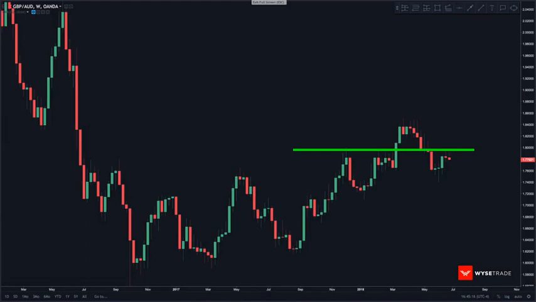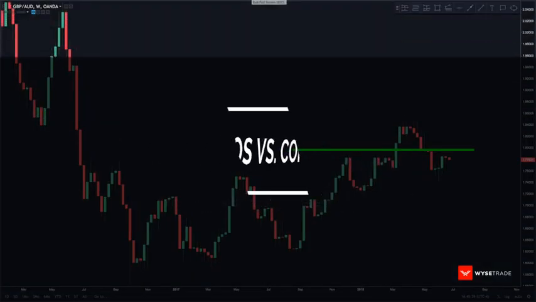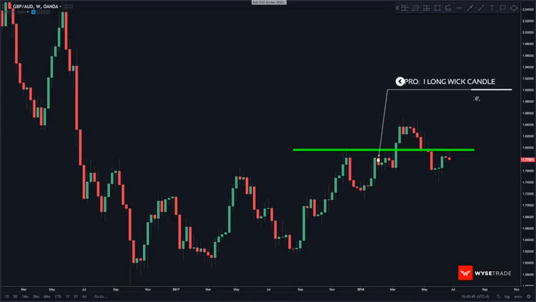Here's the pound Aussie. So you notice price come up, hit, and then change directions, making this a level of resistance. Now, as price comes up again, you notice this long wick candle with a bearish body and think to yourself, this could be a great short trade. Now, this is where we qualify a trade to weigh its pros against its cons. Starting with the pros, we have one decent long wick candle, rejecting resistance, and that's about it.